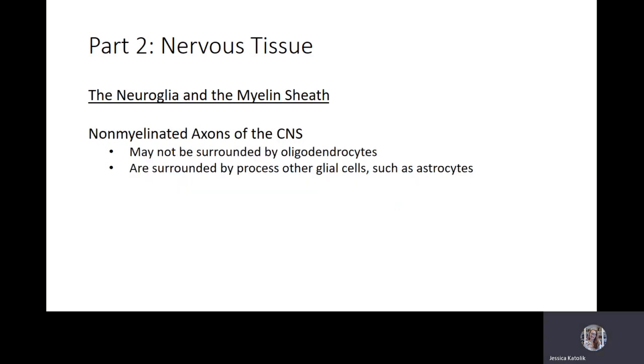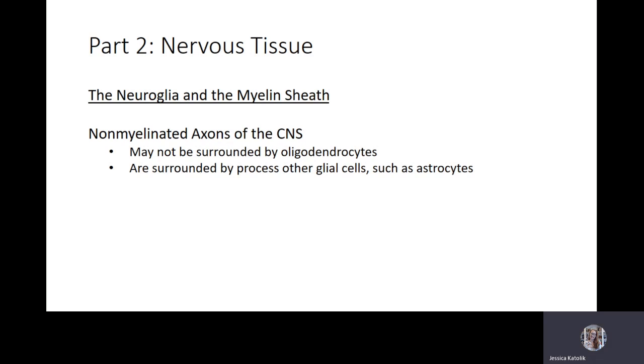Lastly, I would like to talk about non-myelinated axons in the central nervous system. These may not necessarily be surrounded by oligodendrocytes. They can be surrounded by other glial cells that will allow for there to be insulation present and allow for scaffolding. A lot of these cells are going to be surrounded by astrocytes because astrocytes are the most common neuroglia that are found in the central nervous system, and they serve a lot of different functions. So non-myelinated axons in the central nervous system are still going to be wrapped with glial cells. It just may not be oligodendrocytes.